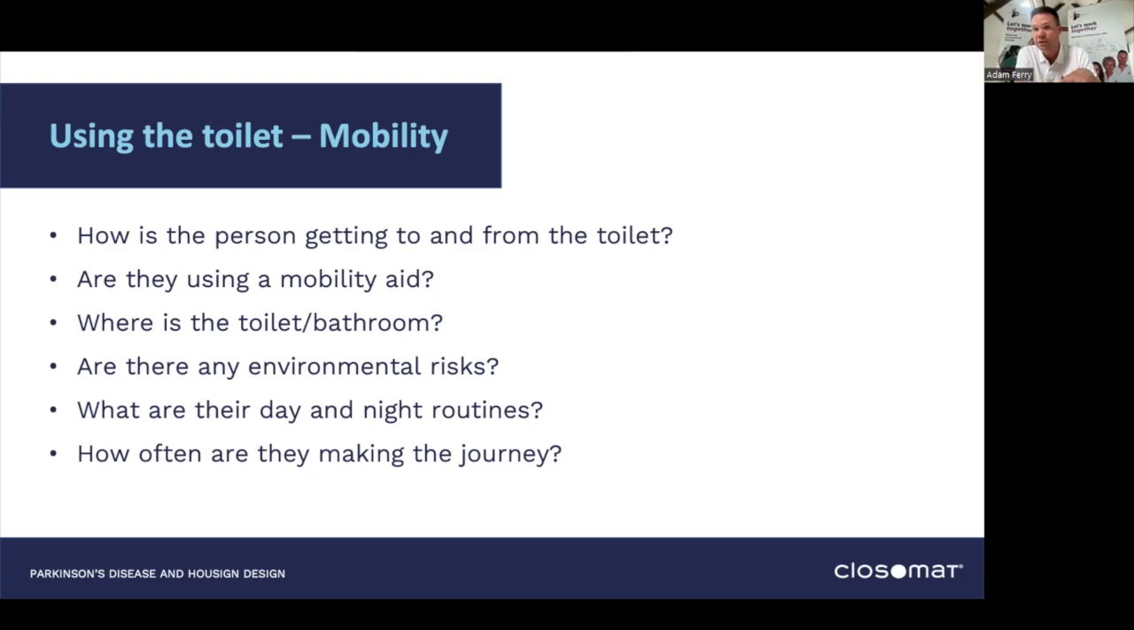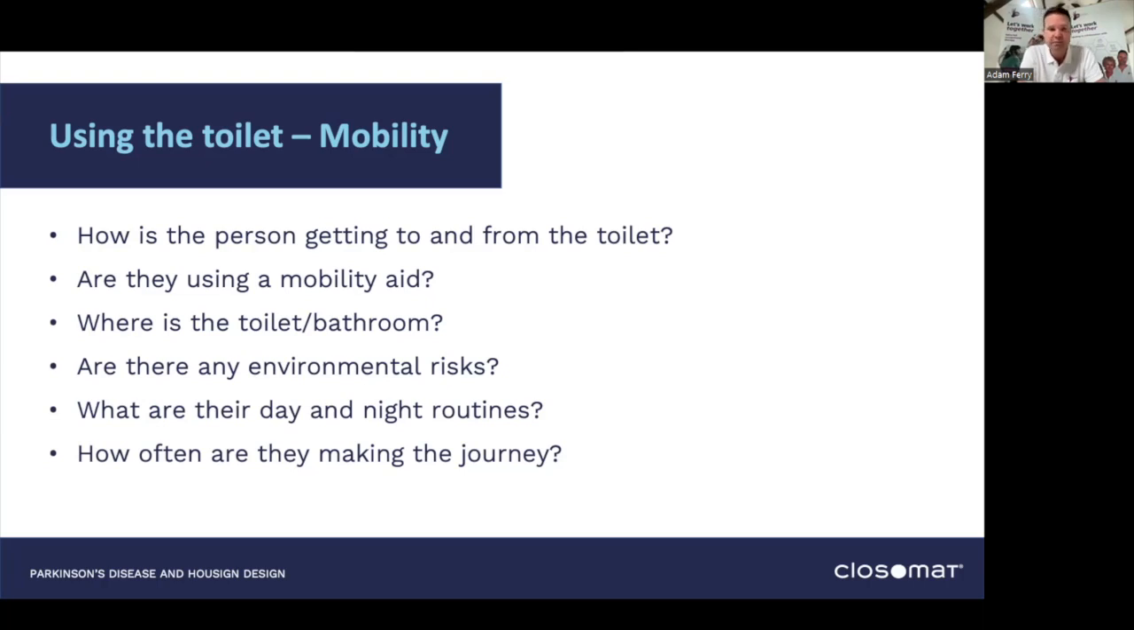In the northeast, there are still a lot of old mining communities where a toilet is still outside, and a lot of those homes have had toilets and bathrooms stored indoors. But it's really important in those situations to know, well, where is it? How do you use it? How are you getting there? Are there any environmental risks?